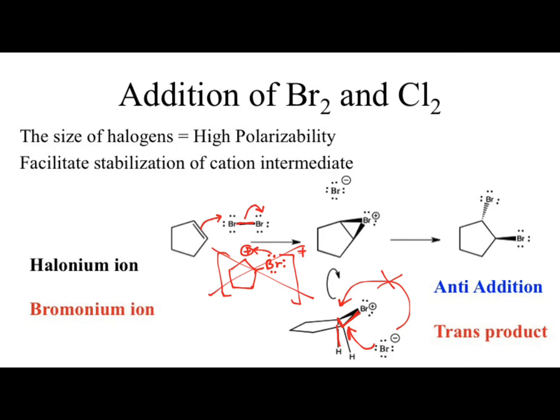If we were going to look at this on our structure, we're going to draw out our product, we get a wedge and a dash. Okay? Does that make a little bit more sense about where or why we were looking at that? The idea is to recognize that in this mechanism we have to get that anti-addition. We end up with the trans product. We cannot get the cis bromination product using this reagent. Okay? Does that make sense?